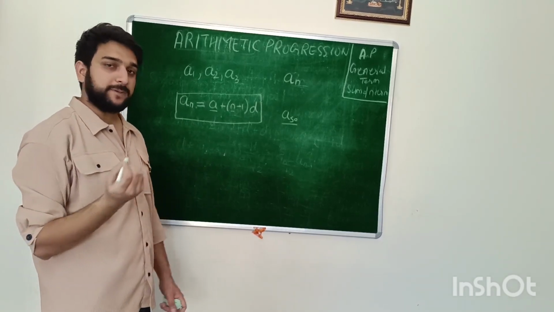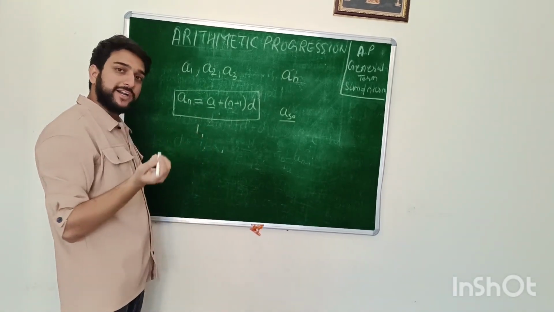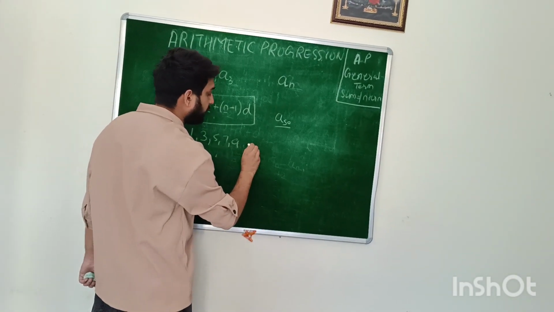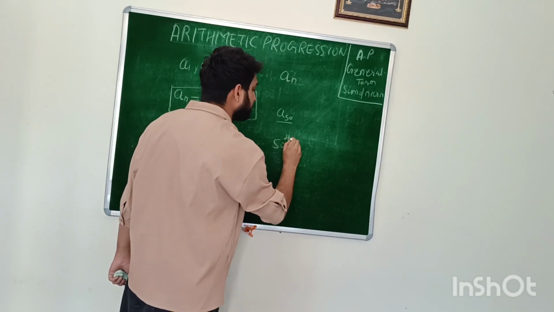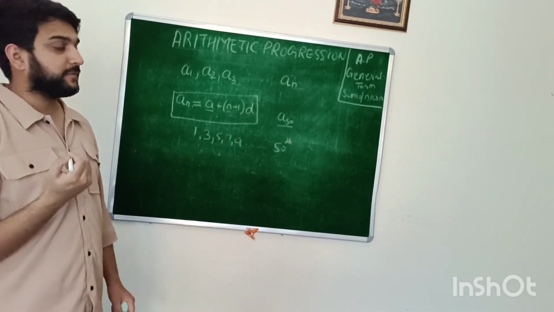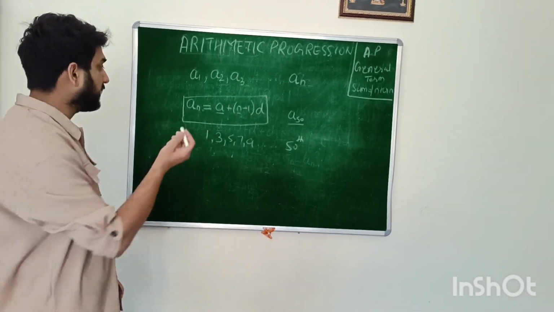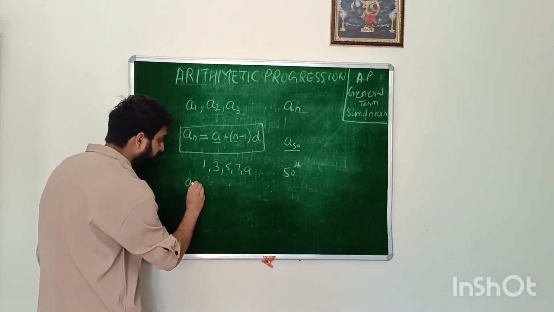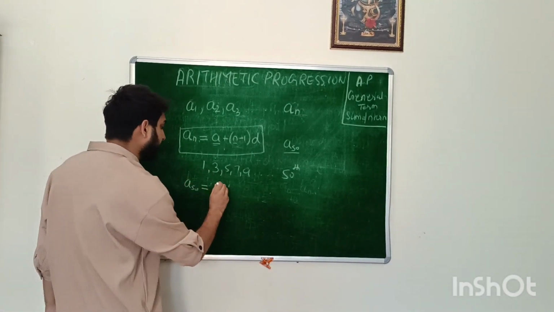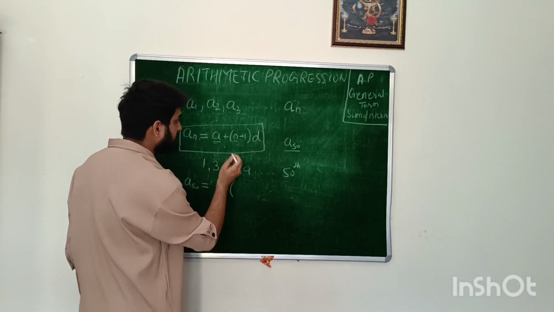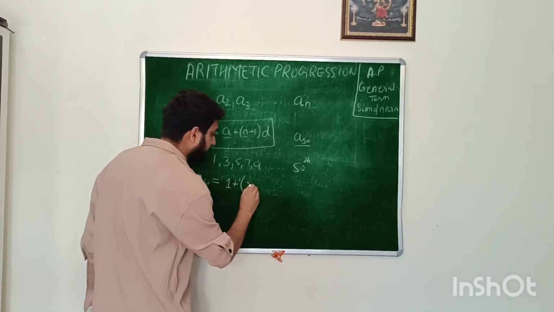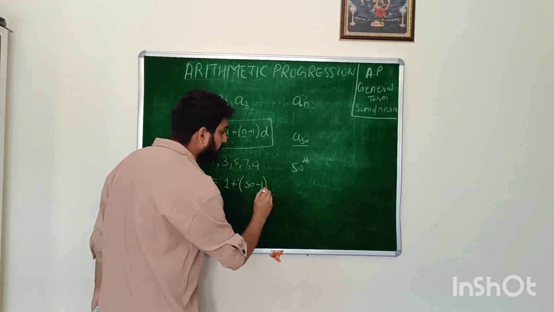Let us consider an AP. We are taking odd numbers 1, 3, 5, 7, 9 up to the 50th term. Now if we want to find the 50th term of this AP, how are we going to find it? We can find it with the help of this formula. So first we put a50 is equal to, we know the first term is our 1 here. So we write it as 1 plus n, where n is our 50. We are going to find the 50th term, so we put n is equal to 50 here, minus 1 into d.